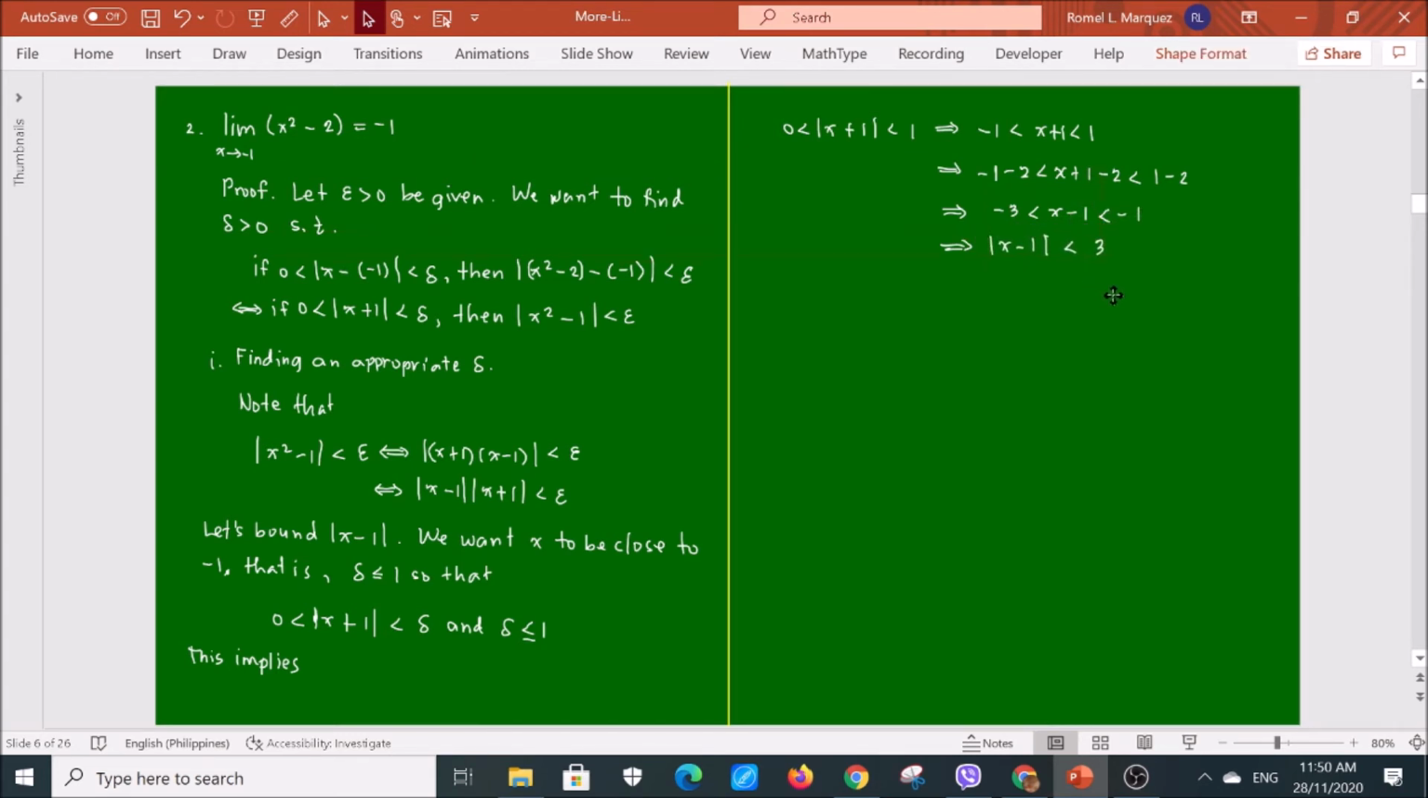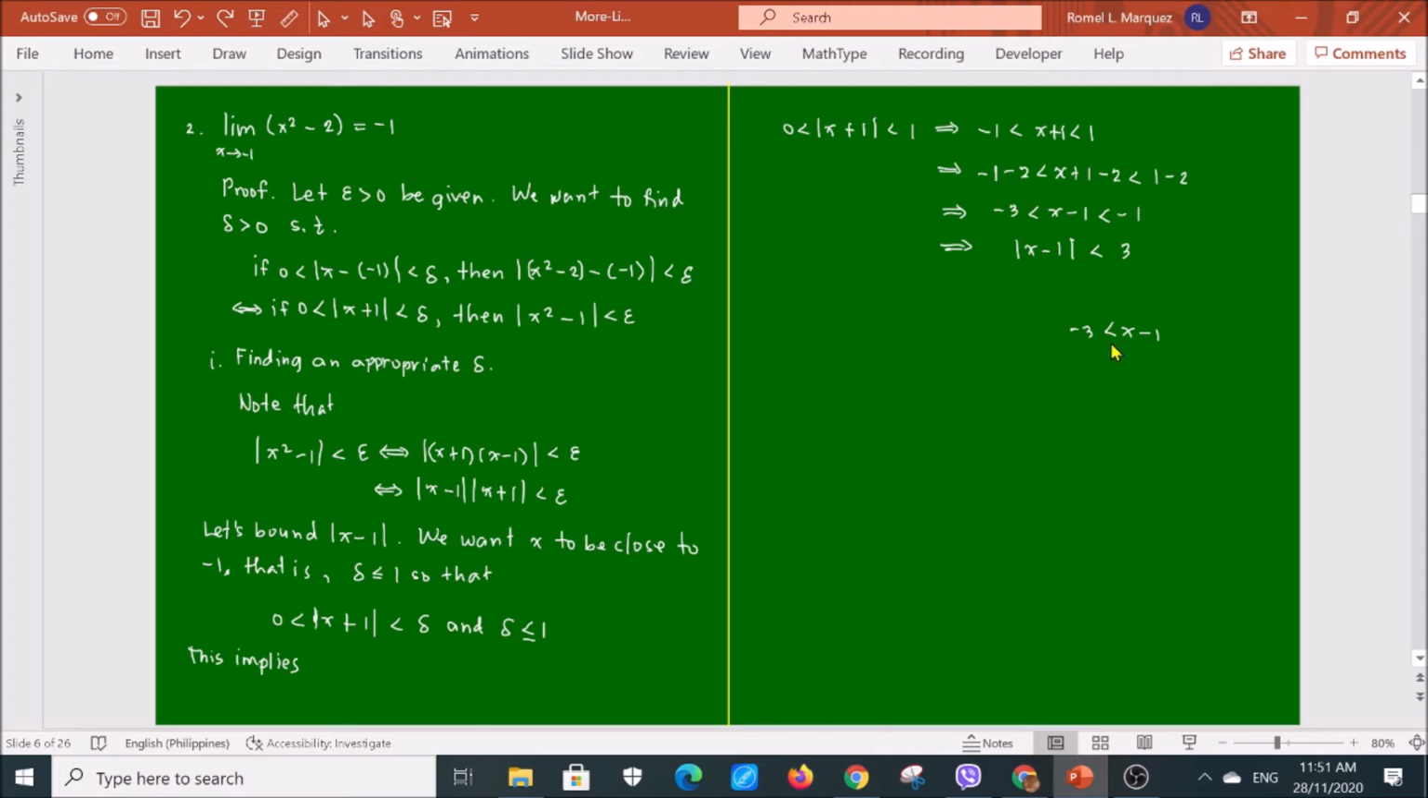So again, if I take the absolute value of x minus 1, then it is less than 3. Okay? For instance, if I have x minus 1, this is negative 3. Let's say I have this: negative 3 is less than x minus 1. That one, I'm interested in this.